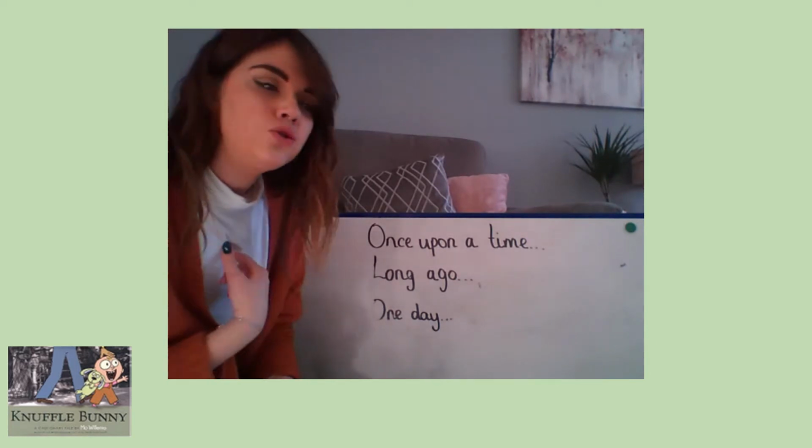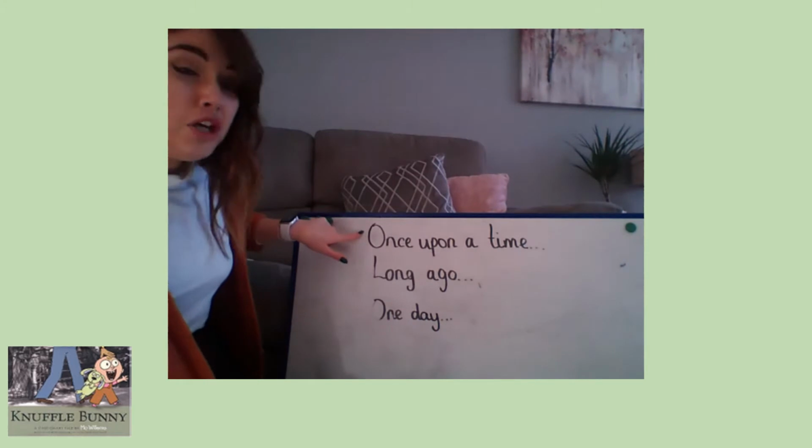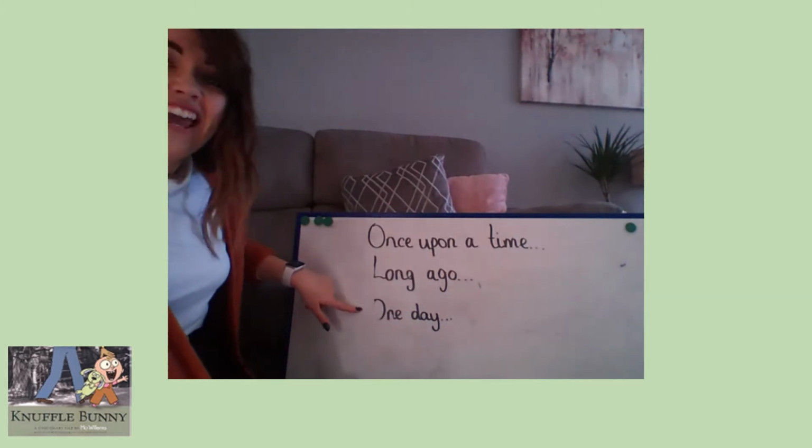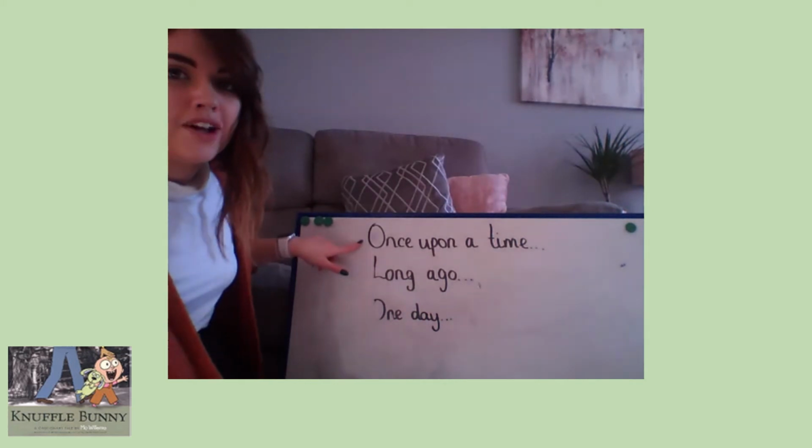Now, for my story today, when I'm writing mine, I'm going to use this top one. Now, you might want to use long ago or one day, and that's absolutely fine. But for me, I'm going to choose once upon a time. Okay, so now that I've decided that I'm going to use once upon a time at the start of my story, I need to write it down.